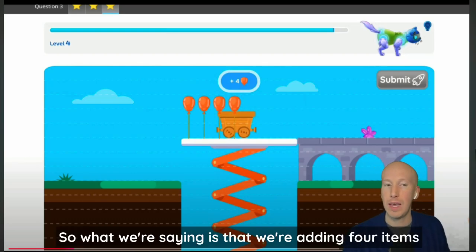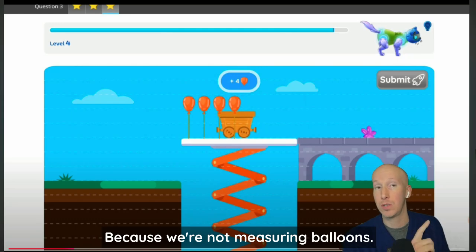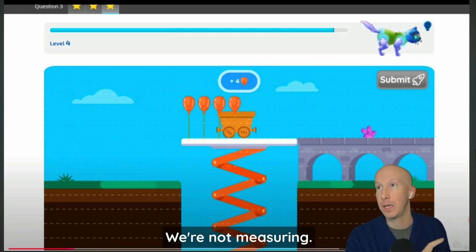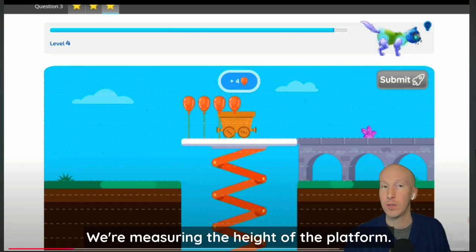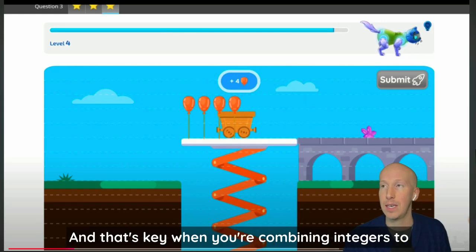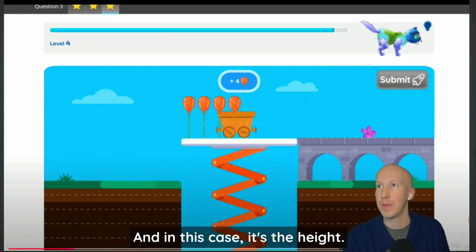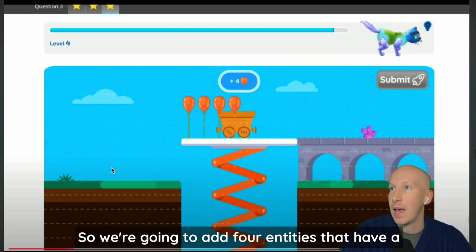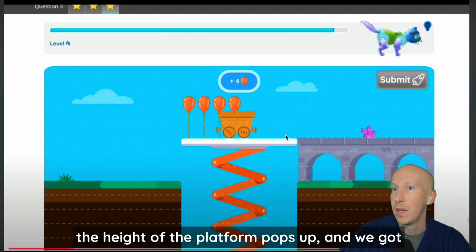So what we're saying is that we're adding 4 items that have a positive effect on the value we're measuring, because we're not measuring balloons. We're not measuring, well, there'll be sandbags later. We're not measuring carts or gems. We're measuring the height of the platform. And that's key when you're combining integers to understand what's the value I'm actually tracking here, right? And in this case, it's the height. So we're going to add four entities that have a positive effect on the value of my system, which is the height of the platform.